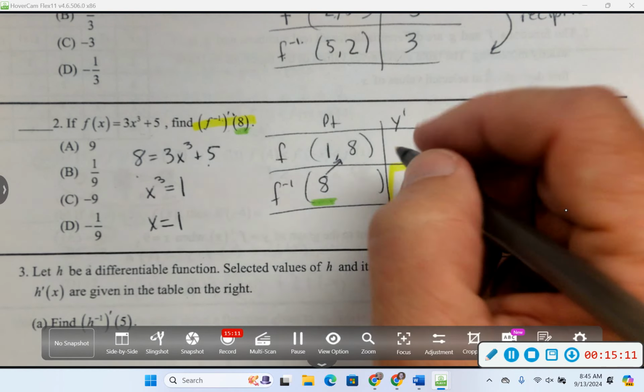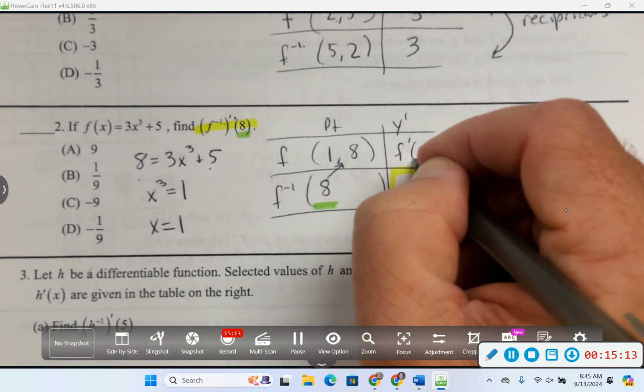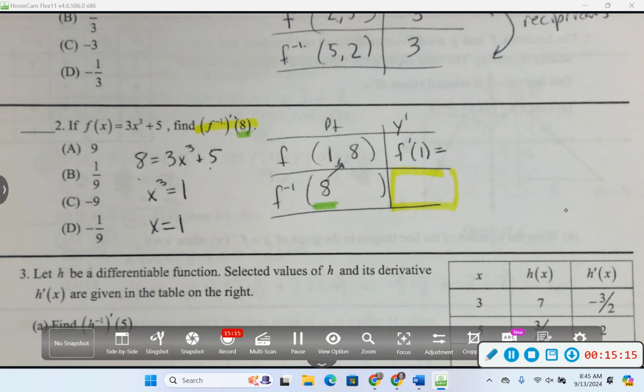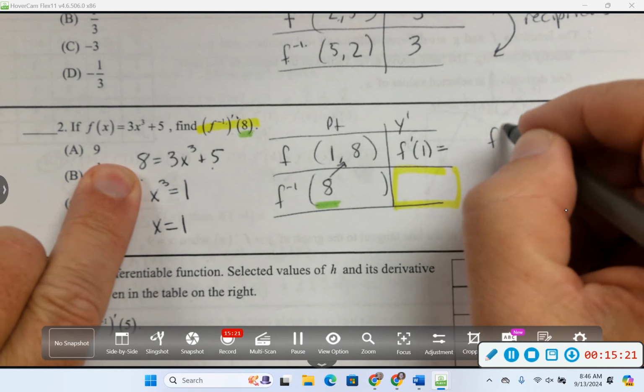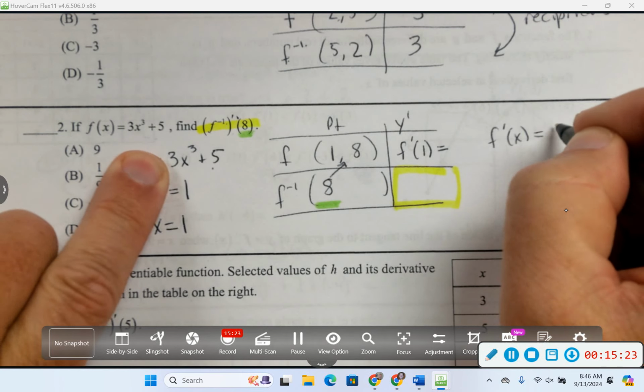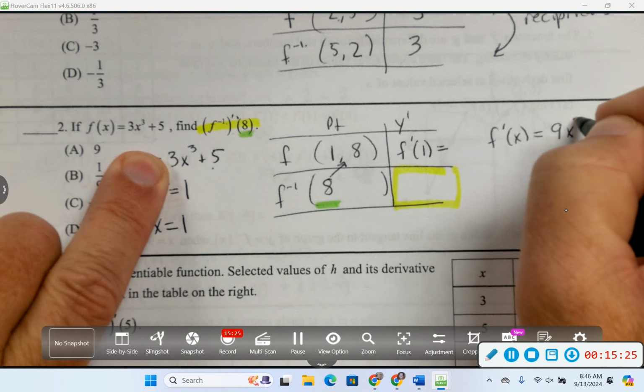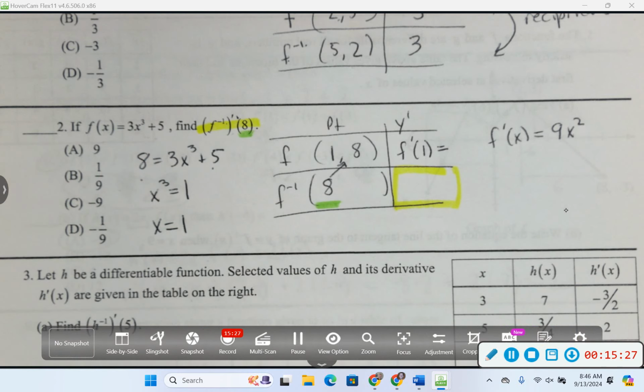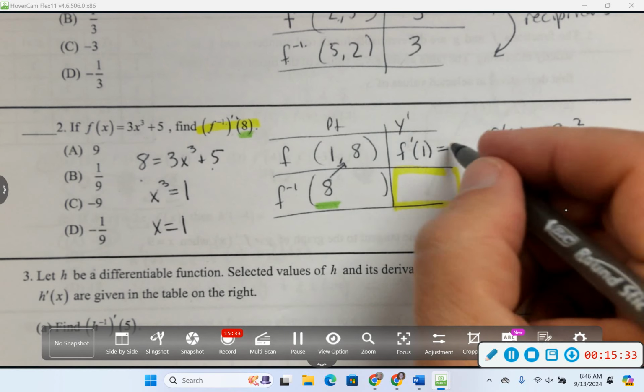But now I can find f prime at 1. So I'll take a derivative of f and plug in 1. One thing at a time here. So f prime is 9x squared. So f prime at 1 is 9.